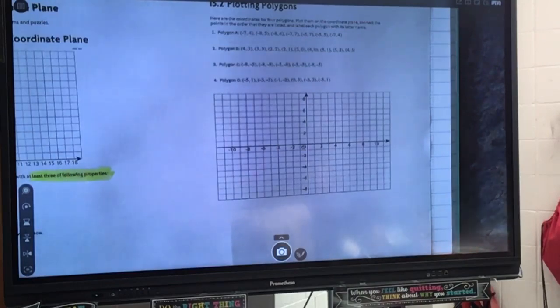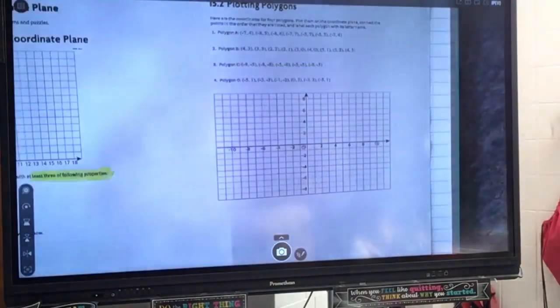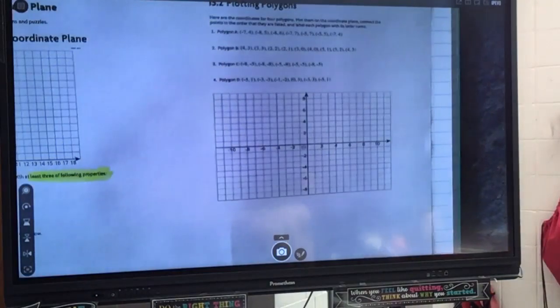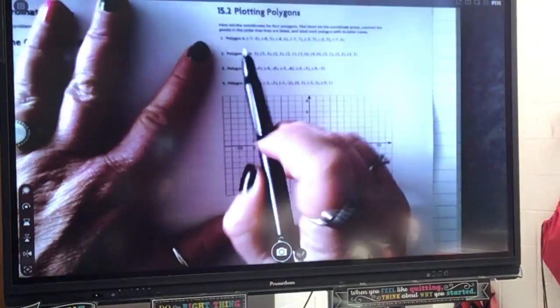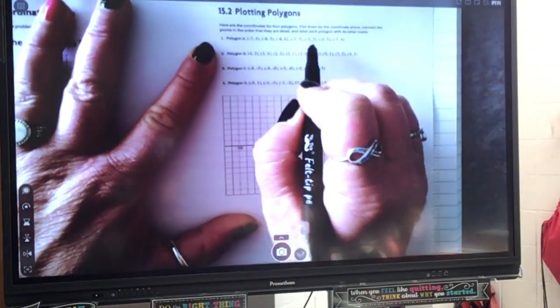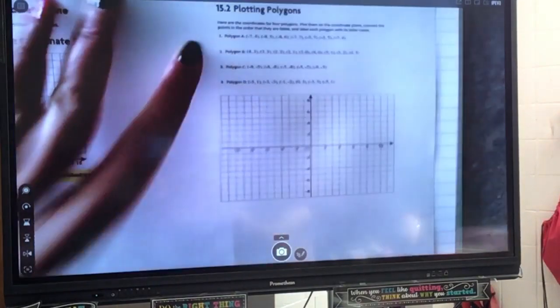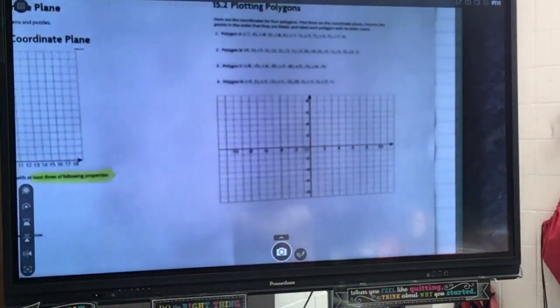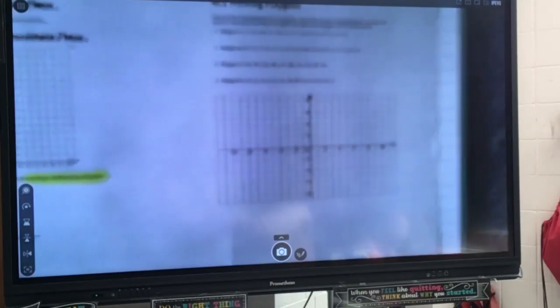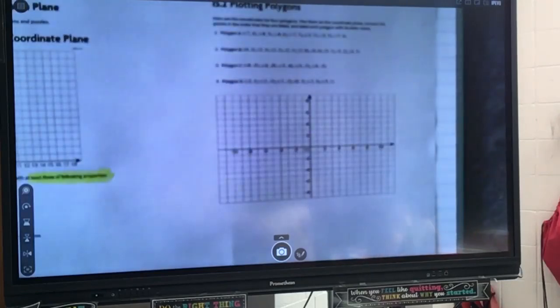Alright, so it says here are the coordinates for 4 polygons. Plot them on the coordinate plane, connect the points in the order that they are listed, and label each polygon as its letter name. So we are going to do 2 of these together, and then you guys are going to do 2 as a group. So we're going to do the first one, polygon A, and you'll notice it's got 1, 2, 3, 4, 5, 6, 7 points. Technically, the first plot and the last plot are the same point. Okay, so you'll end where you start.